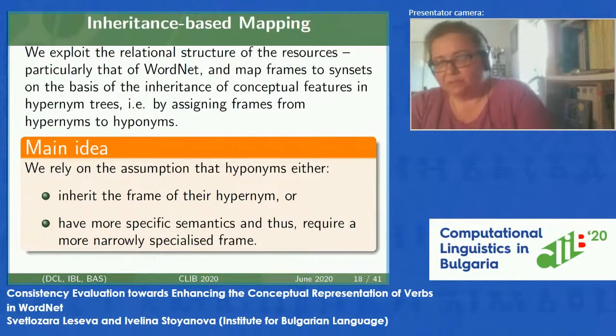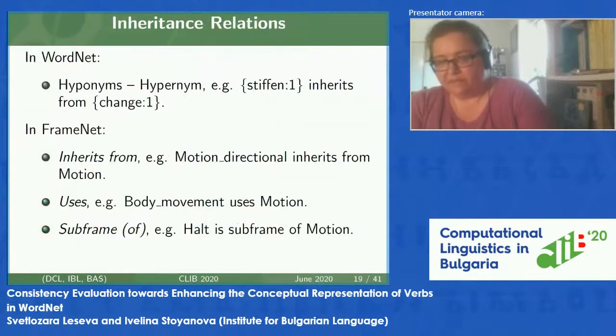So as I explained, we explored the relational structure of both resources, particularly that of WordNet, and map frames to synsets on the basis of the inheritance of conceptual features in hypernym trees. So by assigning frames from the hypernym onto the hyponyms, we rely on the assumption that hyponyms either inherit the frame of their hypernym or have a more specific frame, so have more specific semantics. So we need to narrow the frame, basically.